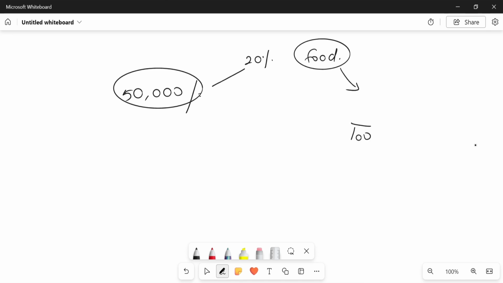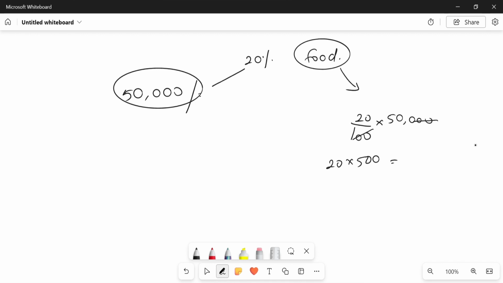Out of 100, 20. This is the meaning of 20%. If 20 out of 100 is spent, out of 50,000, how much does he spend? Cut 2 zeros, cancel. Now, 20 into 500. The 1 doesn't need to be taken because 1 multiplies anything, there's no change. Therefore, just leave the 1. Multiply 20 by 500.